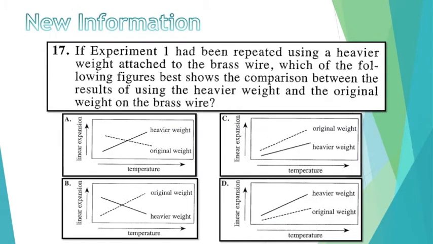Let's look at question 17 for an example. The restatement is, what answer graphic shows the comparison between using the heavier weight versus the original weight on the brass? In other words, what would the effect of heavier weight be on expansion? Thinking about this question, you would think that the heavier weight would expand the wire more than the original weight. Is that relationship exhibited in one of the answer choices? Yes, it's D. So you have to make an inference to get the correct answer.